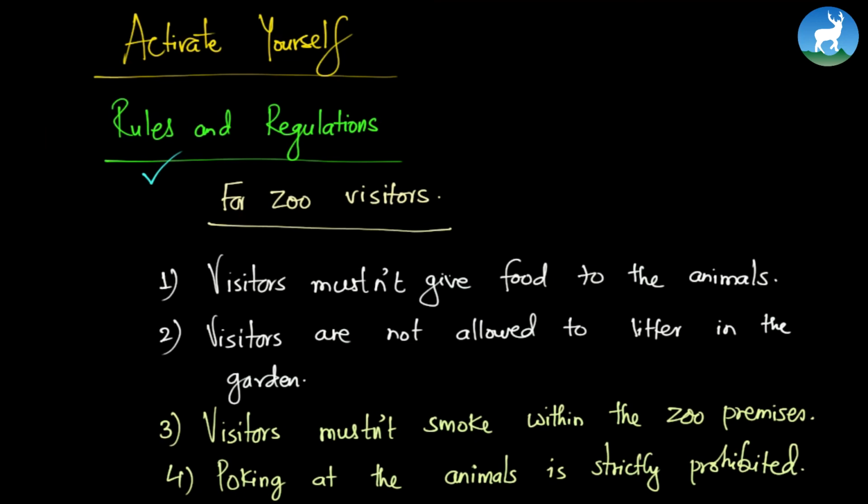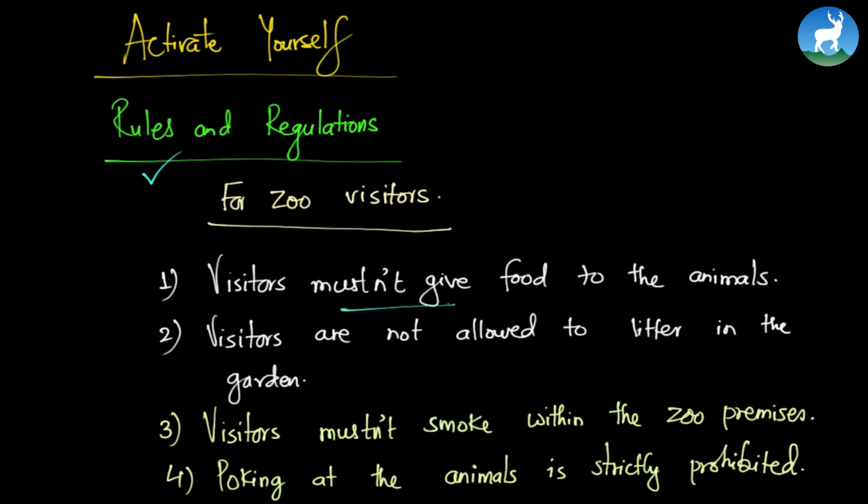If you ever go to a zoo, you will find a lot of rules and regulations there. So there would be a list of rules and regulations. Different things would be sorted out, listed out there. So some of the rules and regulations for visitors in a zoo are given below.